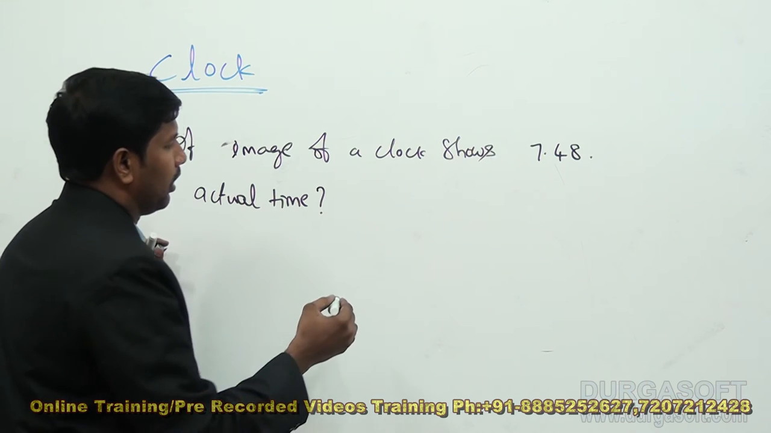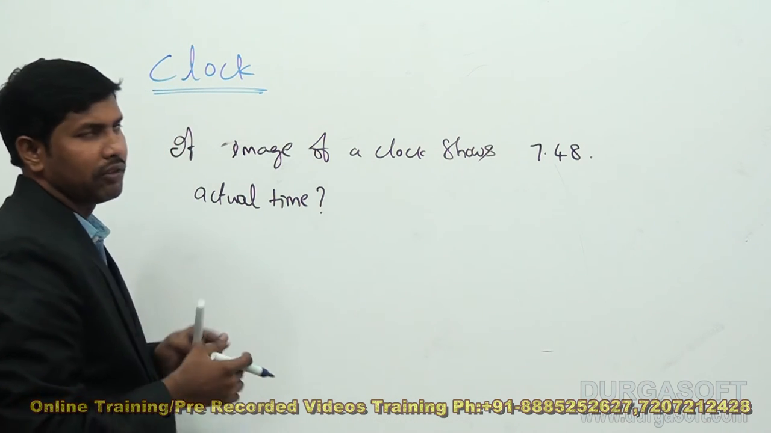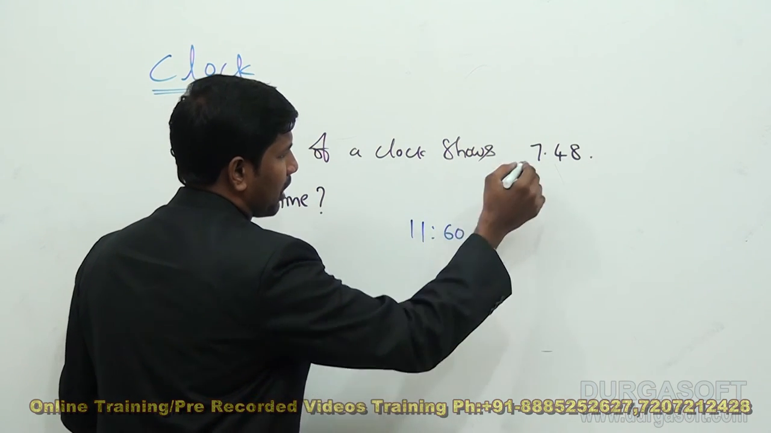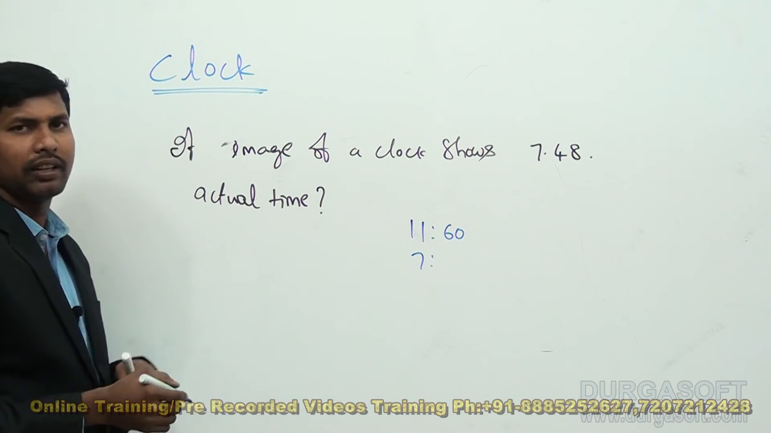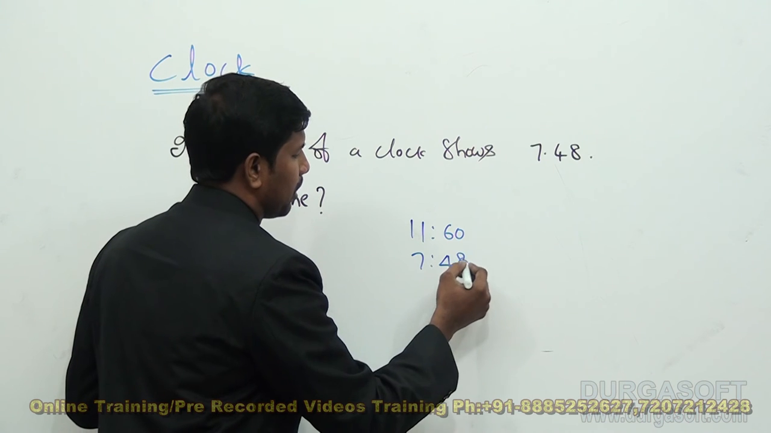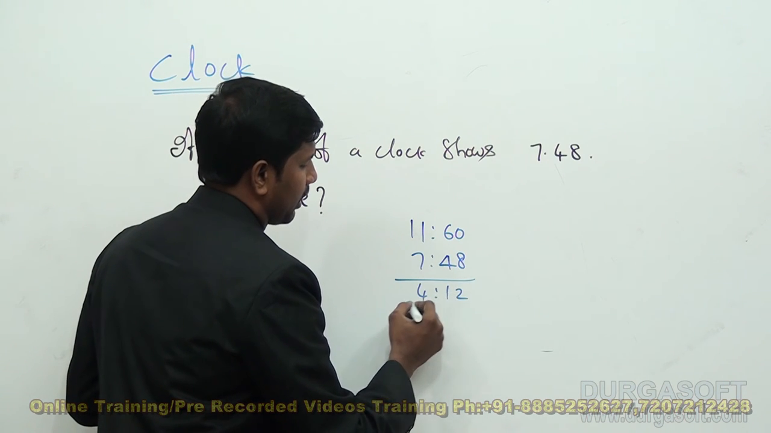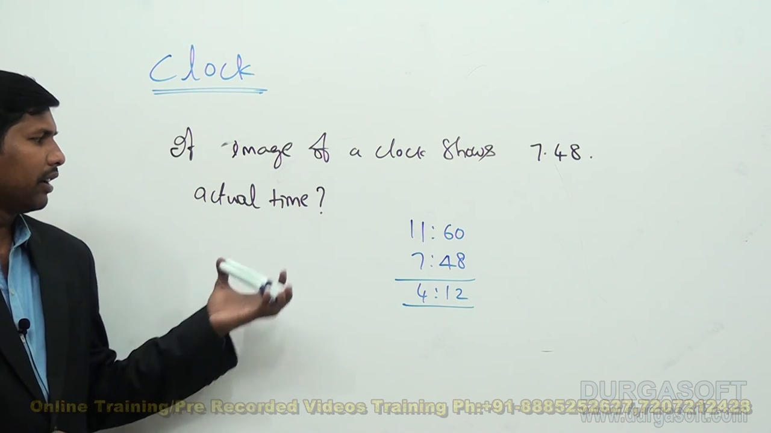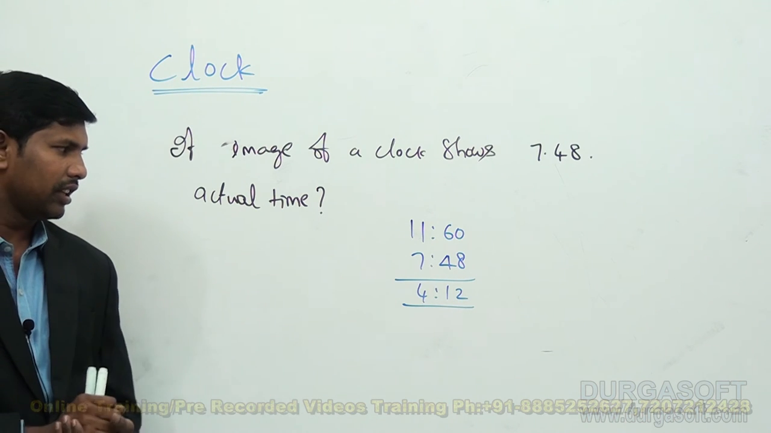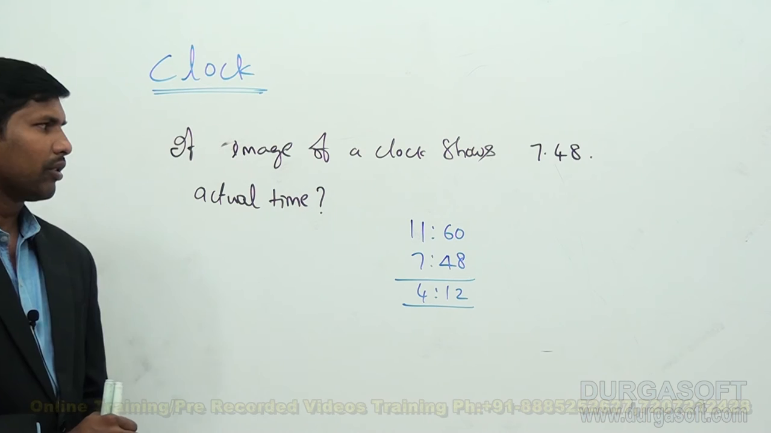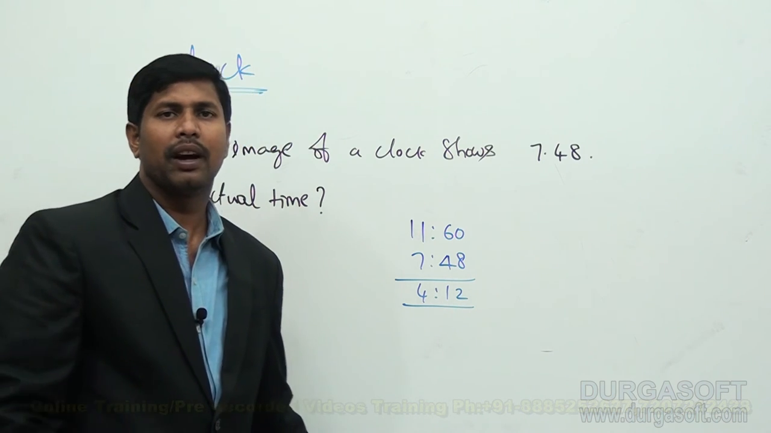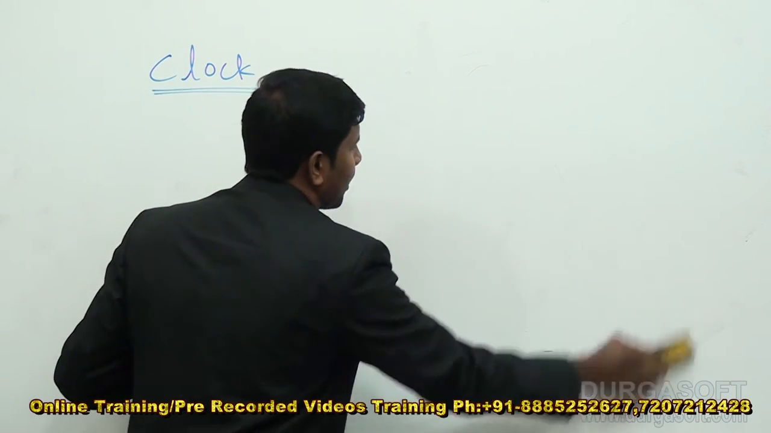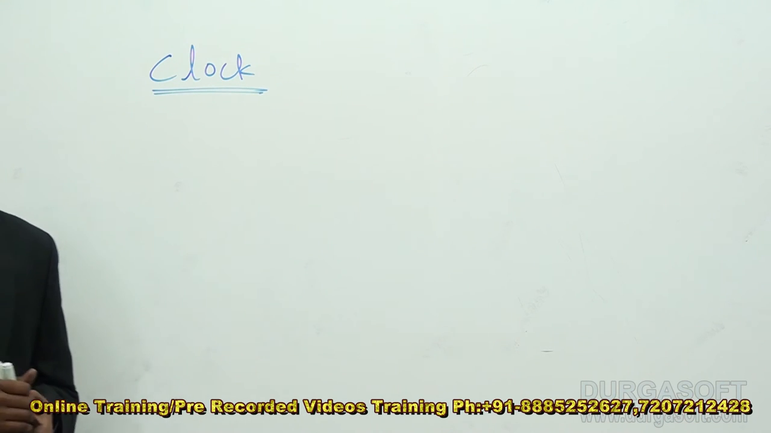Now let's see. We know that both the values should be equal to 12 hours, and we should subtract that value from 11:60, whatever it is, whether it is actual time or image time. So the process will be the same. So when we subtract this, we are getting 4:12. So the actual time in the clock is 4:12, where the clock in the image is showing 7:48. So like this, we can find out the image time or the actual time whenever we know one value. We can find the other value easily by this logic.